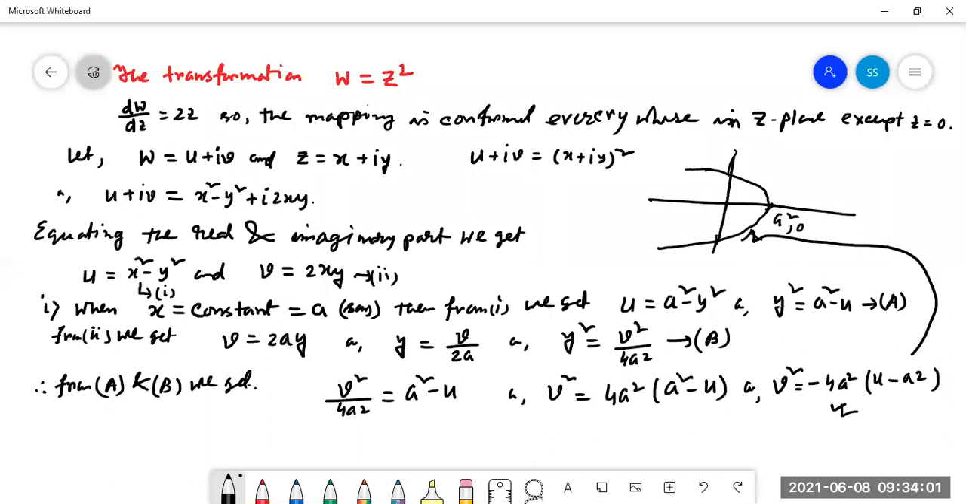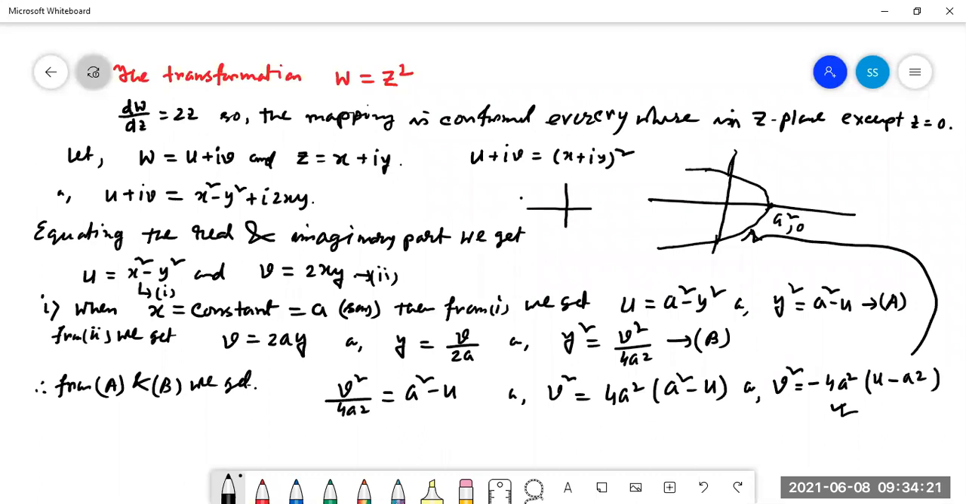A square comma 0. This is the center of the parabola and this is the direction of the parabola. But what was there? x equal to constant, x equal to a. In the z plane it was x equal to a, no? So x equal to a or x equal to minus a, both are there.